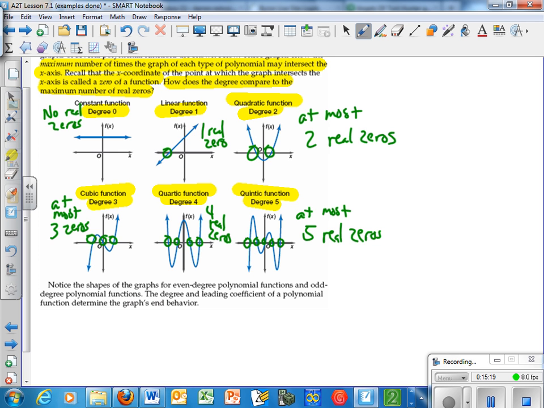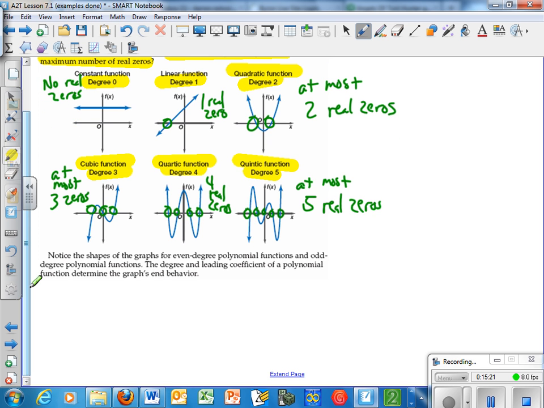Do they all have 5? No, they could have less than that. So notice the shapes of the graphs for even degree functions and odd degree polynomial functions. So that's what they want us to look at now.